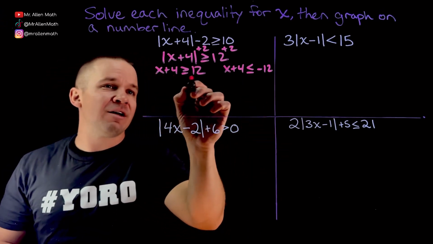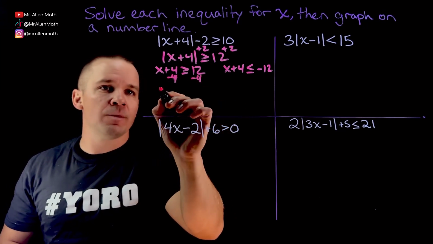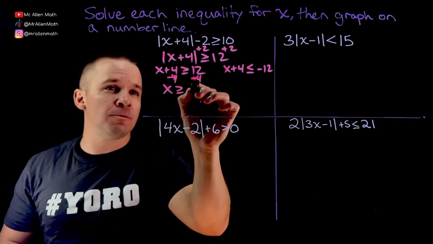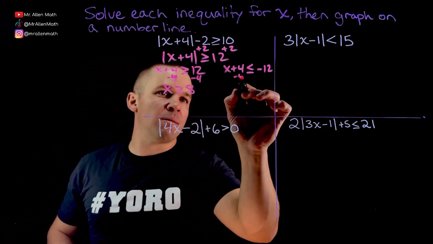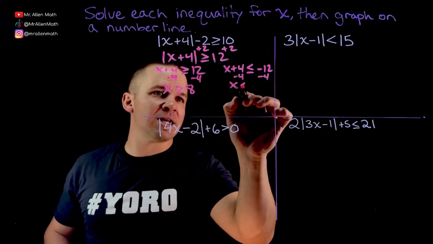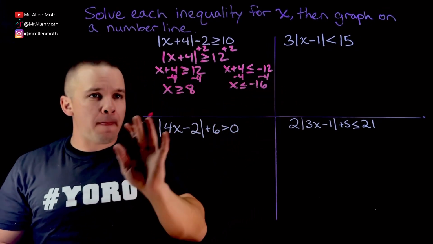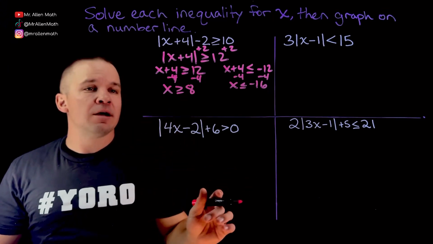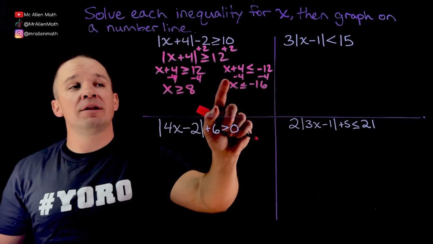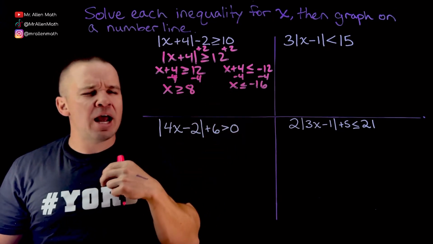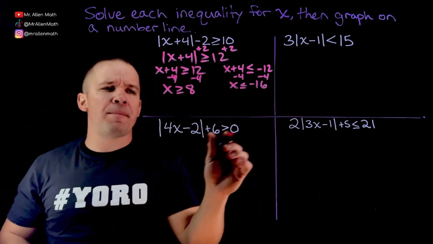So now I subtract 4 on both sides. We get x is greater than or equal to positive 8. And over here, I've got minus 4, so we get x is less than or equal to negative 16. Beautiful. So we're going to put this on a number line. This is greater than or equal to 8 and less than or equal to negative 16. And I said and, but I meant to say or. These are pointing away from each other. It's going to be more apparent on our number line.